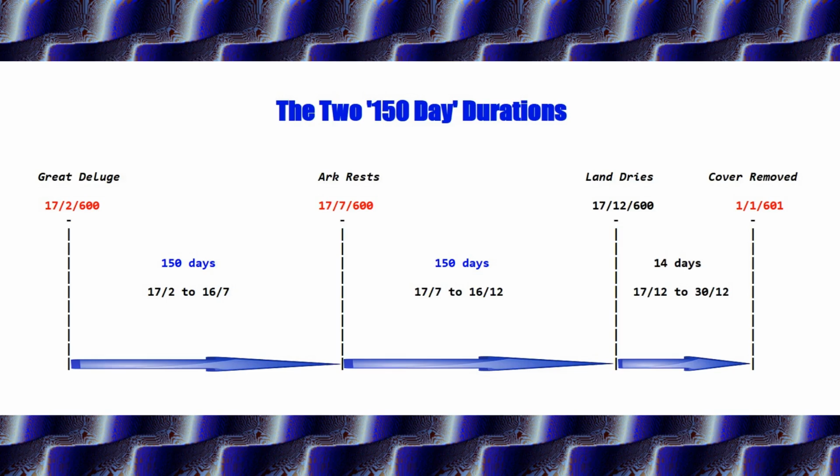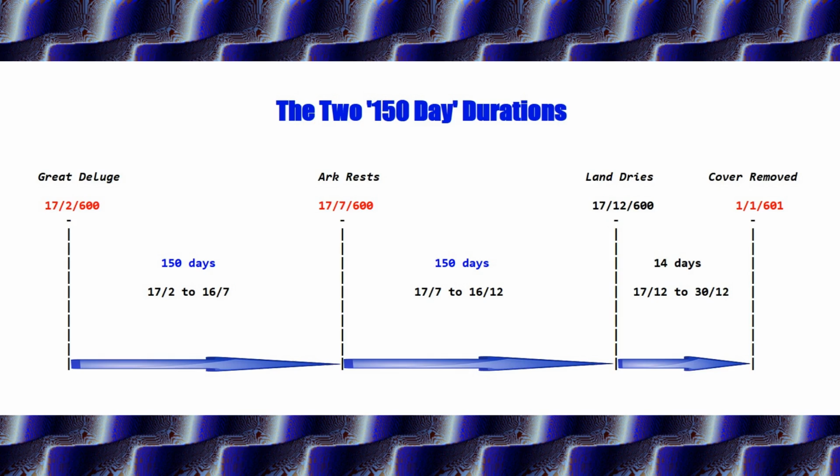150 days of rising waters pass. On the 17th day of the 7th month, the next period of 150 days of receding waters begins. The final day of the combined 300 days is the day before the 17th day of the 12th month. Starting on the 17th day of the 12th month, there remains 14 days for the ground to fully dry. Come the first day of the first month of the 601st year, the flood has fully passed, and Noah removes the covering of the ark.